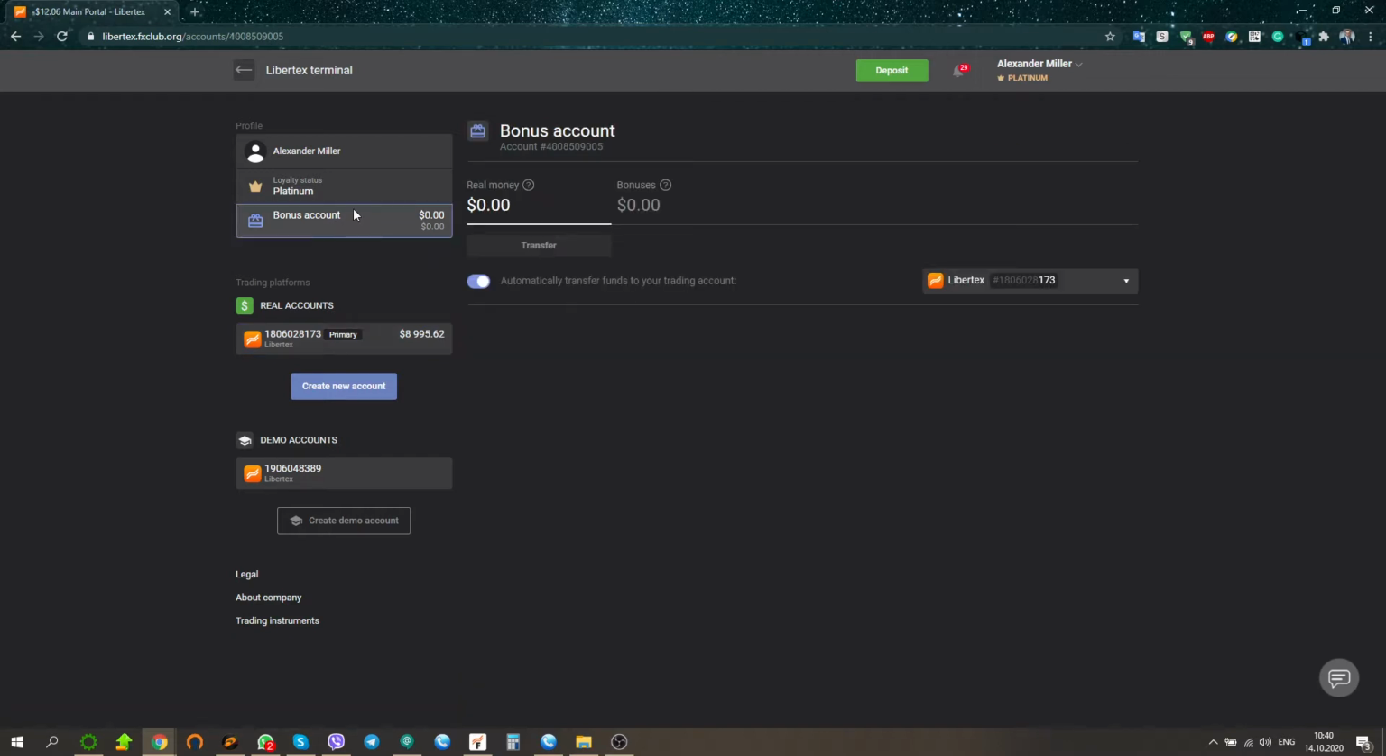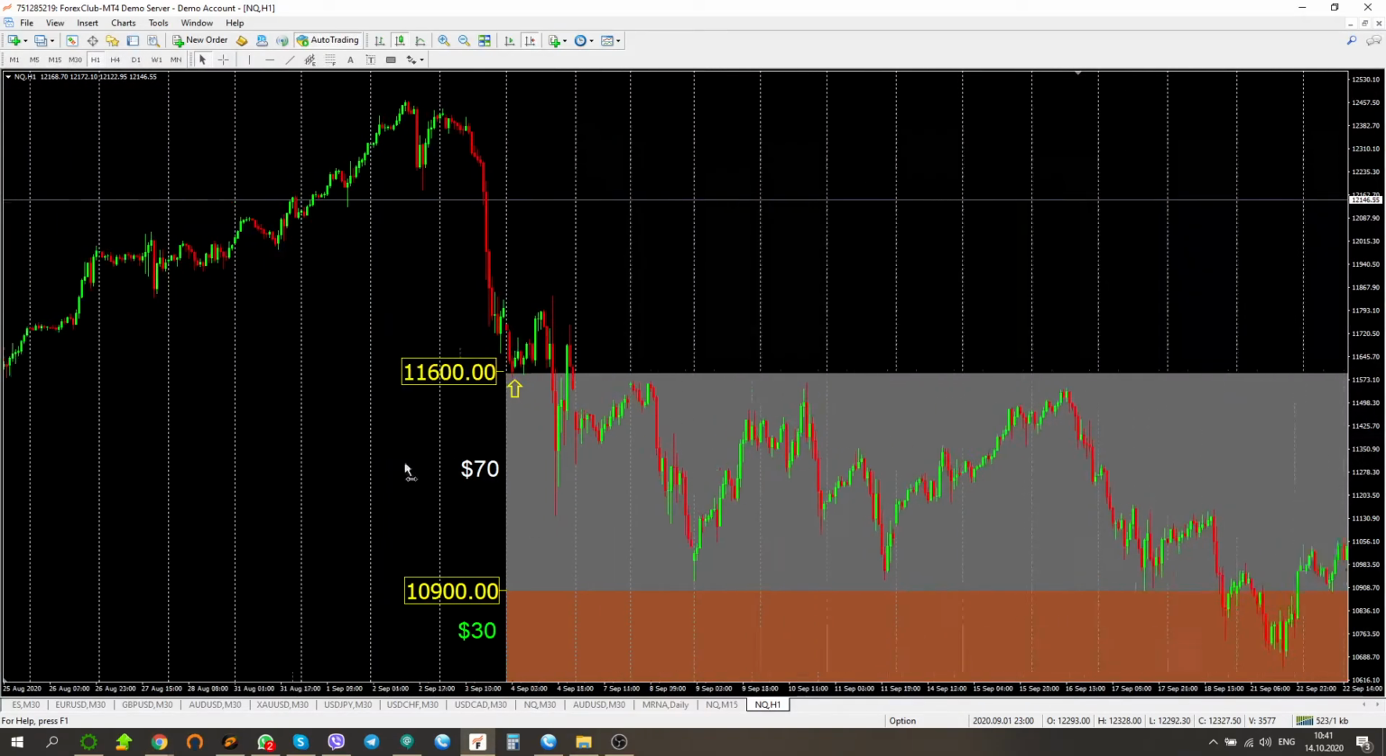So you simply go to the bonus account option, then you select bonuses, and then you transfer these bonuses when you see that they are available, and they will be credited to your trading account instantly. And after this you will be able to use all of your money in trading, and they will save your deposit in drawdown. I will show you how it works.